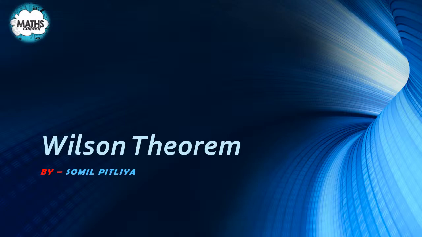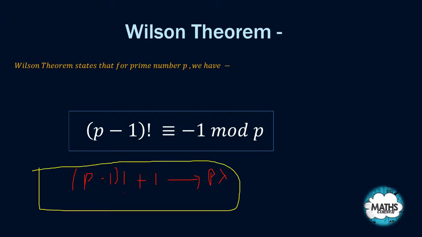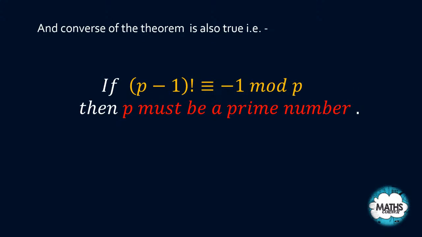Okay, so today we are here with an important Wilson theorem. It's a very important and interesting theorem. So let us start with the Wilson theorem. Wilson theorem states that for a prime number p, (p minus 1) factorial is congruent to negative 1 mod p. So if we want that (p minus 1) factorial is divisible by p, this is the statement of Wilson theorem.